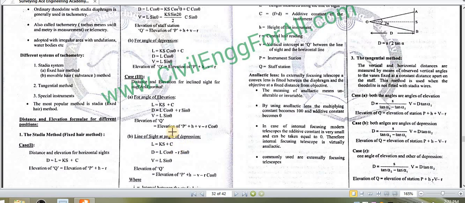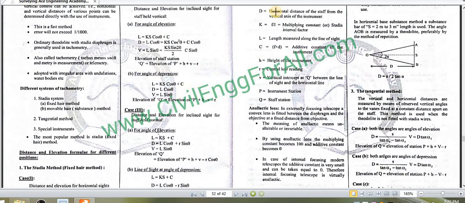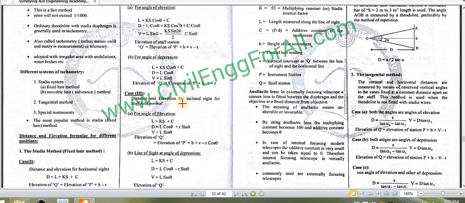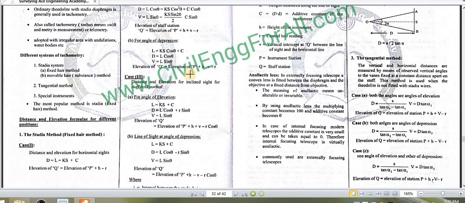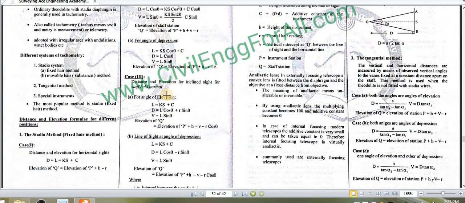Similarly, when the line of sight is in depression, this plus sign changes; it becomes negative. So D equals L cos theta minus R sin theta, and V will be L sin theta. So these are the formulas based on the condition. One, when your line of sight is perfectly horizontal. Two, when your line of sight is inclined upward or downward. And when your staff is held normal to the line of sight, then the formula changes. Based on whatever question has been given and your condition, you will have to select these formulas. So these are the formulas in tachometric surveying.